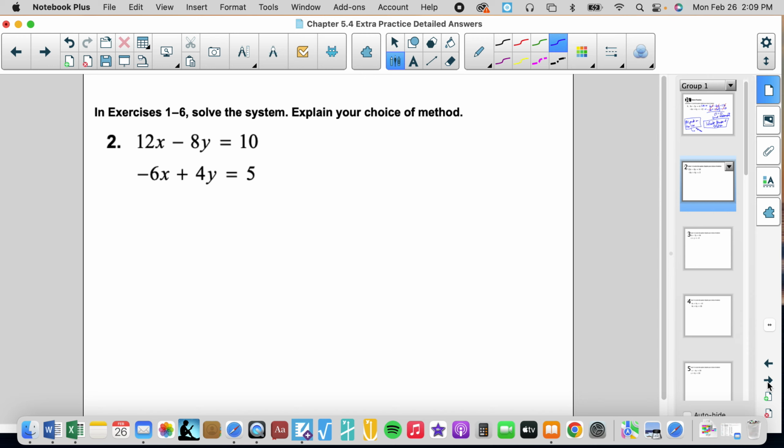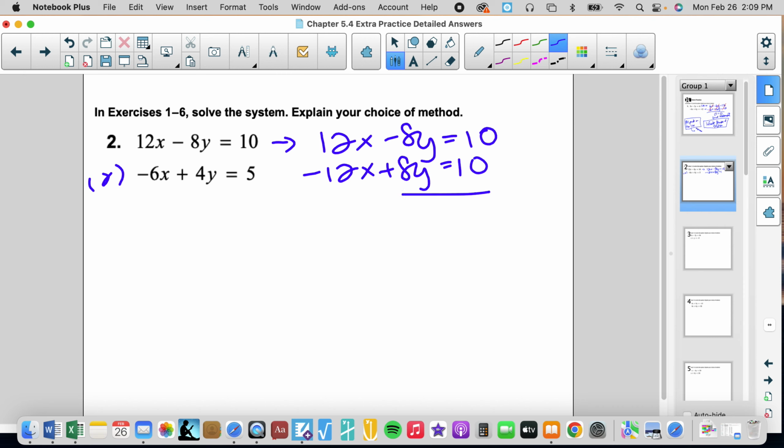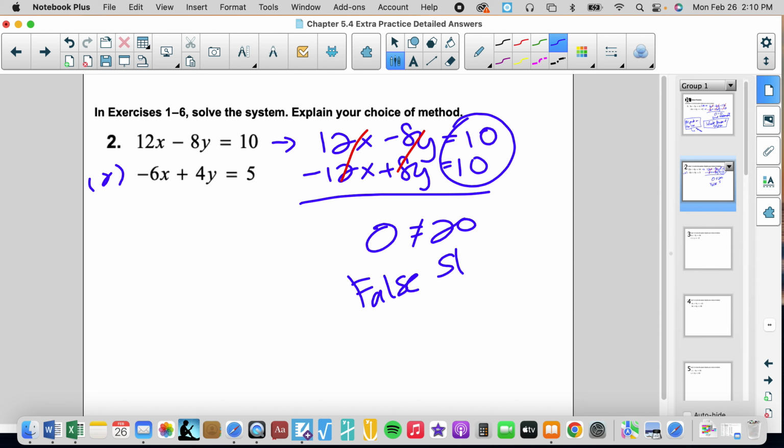What are we going to do? Well, again, I'm going to multiply this by 2. This equation stays the same. This becomes negative 12x plus 8y equals 10. This time the variables cancel, but not the constants. The constants actually stay the same. All right, we combine them. That is a false statement. And so that means that they are parallel.